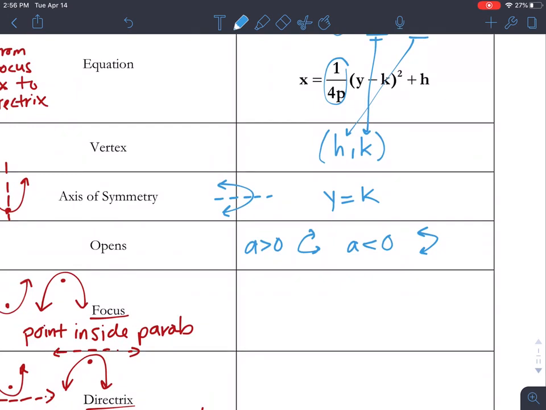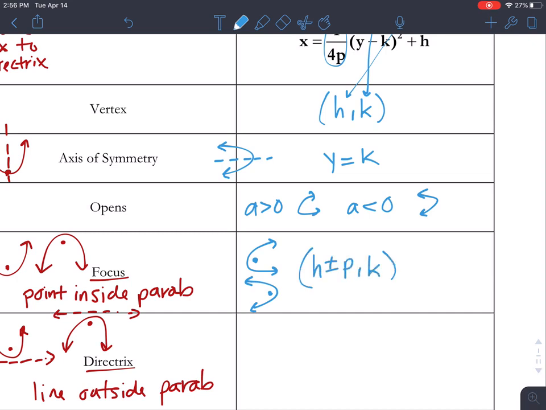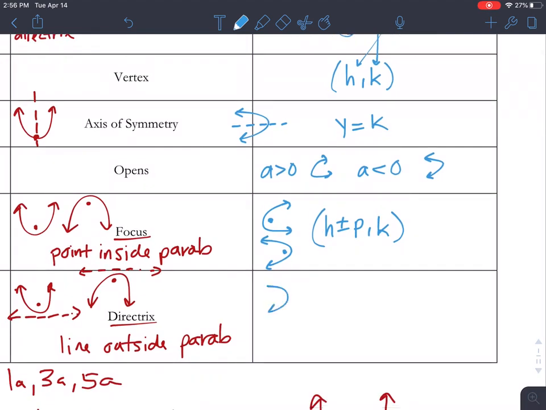And then, of course, we've got focus and directrix. When you're talking about a focus and directrix, we're still talking about p pointing away from the vertex. So we're going to have to move left and right for that. So we're going to have (h plus or minus p, k). And then your directrix is actually going to be a vertical line now. So it's going to be x equals whatever h was, and then add or subtract p, depending on which way you're going. So that's your little fill in there.